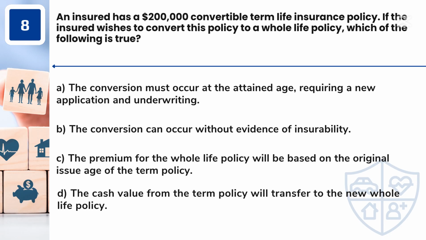Question 8. An insured has a $200,000 convertible term life insurance policy. If the insured wishes to convert this policy to a whole life policy, which of the following is true? A. The conversion must occur at the attained age, requiring a new application and underwriting. B. The conversion can occur without evidence of insurability. C. The premium for the whole life policy will be based on the original issue age of the term policy. D. The cash value from the term policy will transfer to the new whole life policy.